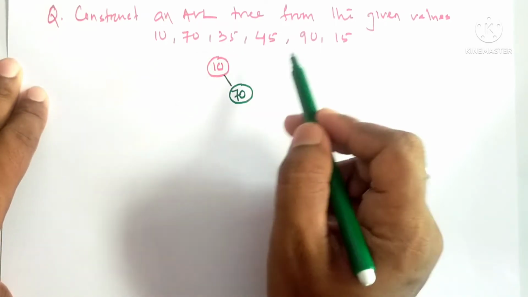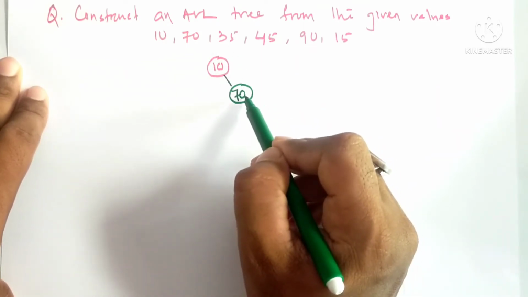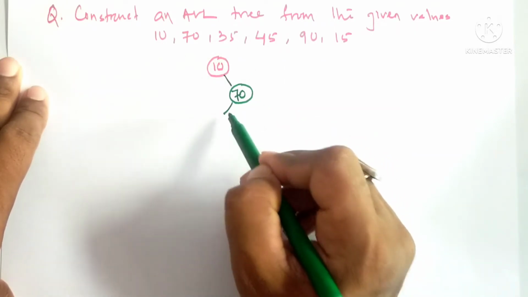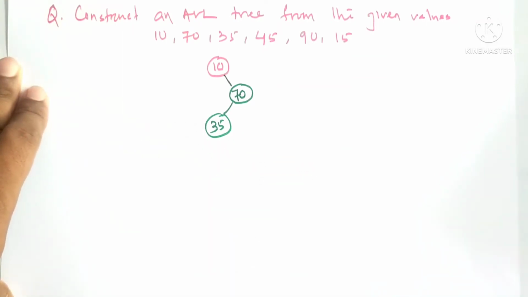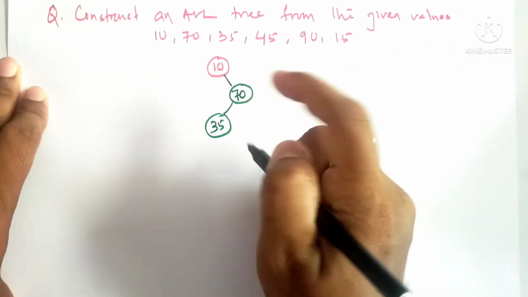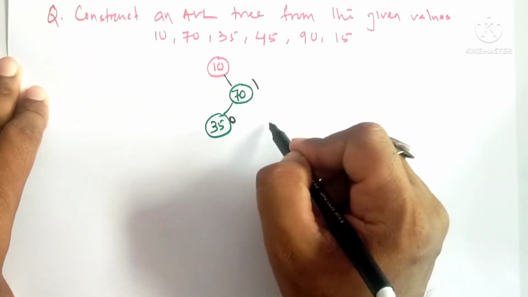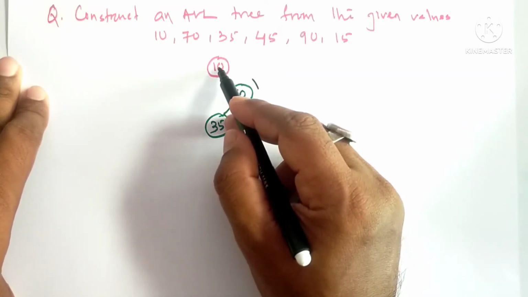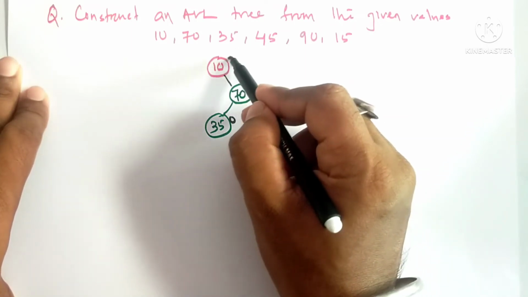We can insert the next value 35. 35 is greater than your 10. We go to the right side, value 70. So 70 and 35, so 35 is less, so we placed it here. Now let's measure the balance factor. This one is 0, this one is plus 1, where left subtree is 1, right subtree is 0, 1 minus 0 is 1, and the balance factor of your 10 is how much? Left subtree is 0, right subtree is 2, so 0 minus 2 is minus 2.